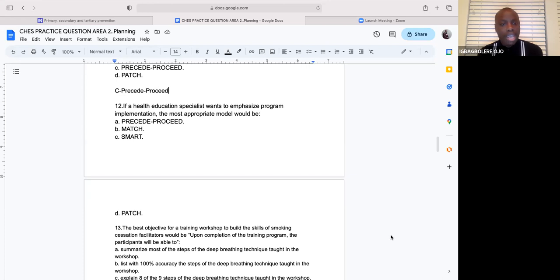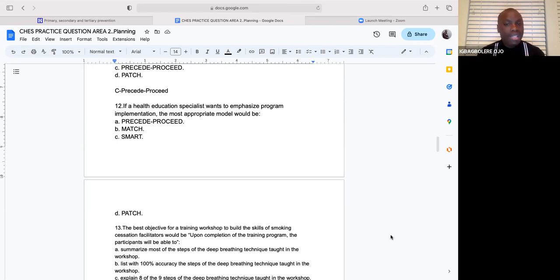So once again, let me go over the models. The first one says the Precede-Proceed model. The second one says match. I already told us SMART is not a model. It is a form of objectives that needs to be written down. So we're taking SMART out of the options. Patch also, we're taking out patch. Okay, so the two things we're considering here are option A and option B. So which one is the most appropriate?